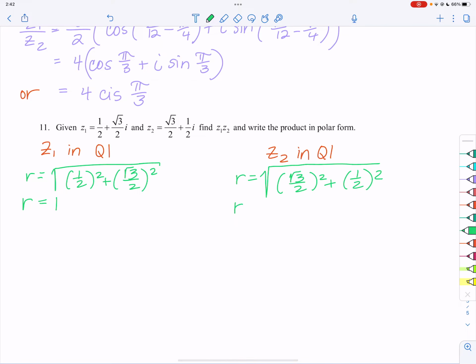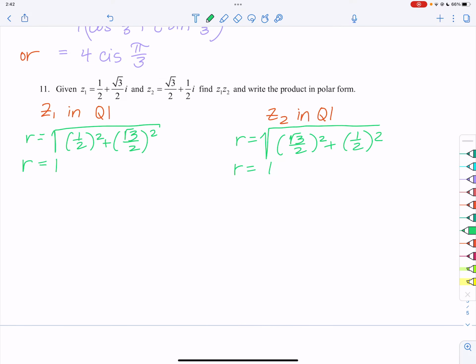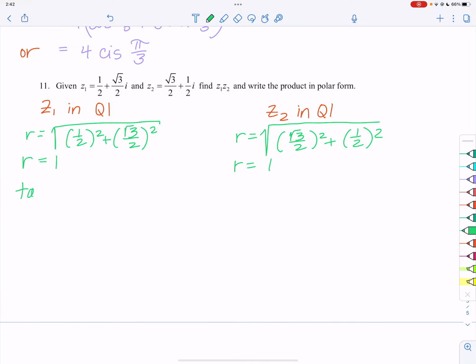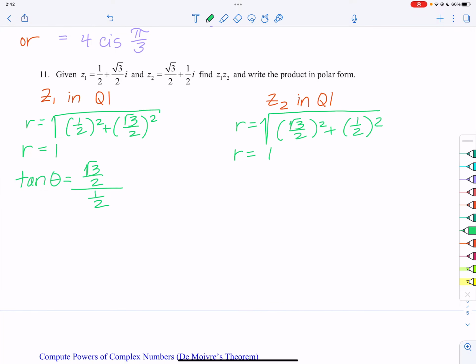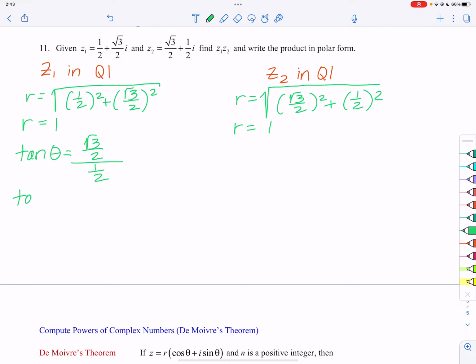And that's, again, 1. Okay, so let's go ahead and find the tangent of theta is root 3 over 2 divided by 1/2. So we have the tangent of theta is equal to root 3. And so theta is equal to pi over 3.